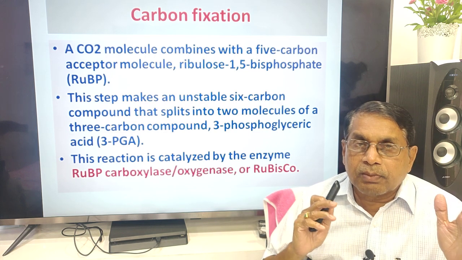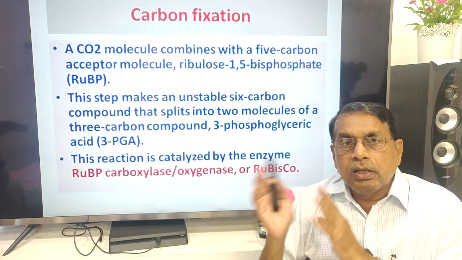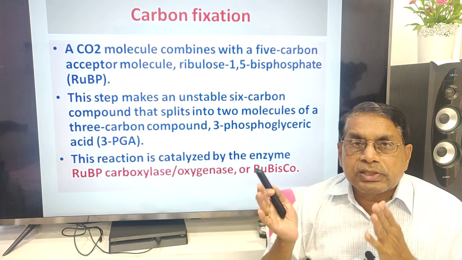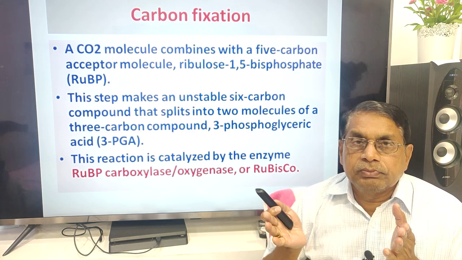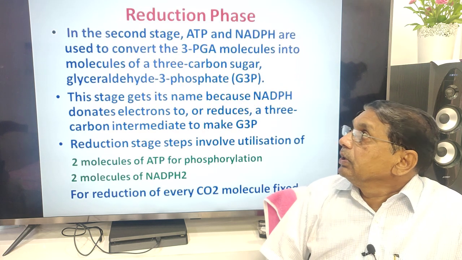1 carbon from carbon dioxide, 5 carbons from RuBP make 2 molecules. Phosphoglyceric acid contains 3 carbons. 2 molecules of phosphoglyceric acid.